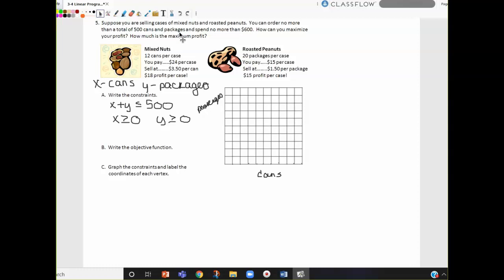So to utilize the whole graph, since this goes out to 10, I could go by 50s. So it'd be like 50, 100, 150, 200, 250, 300, 350, 400, 450, 500. So again, I know that I cannot purchase more than 500 of each, because that is my max. So I can connect my two x and y intercepts, and know that I'm going to shade below that region.